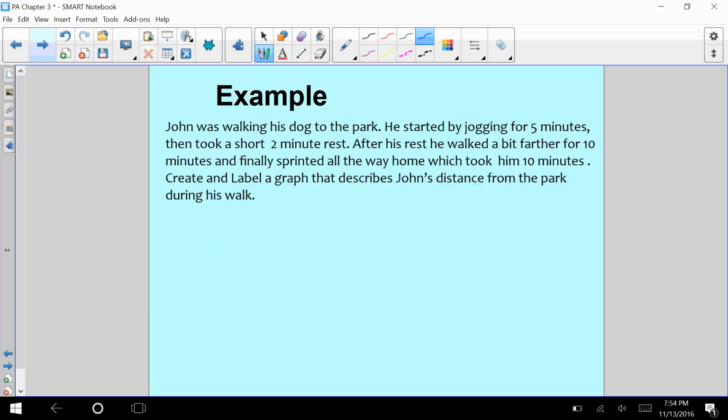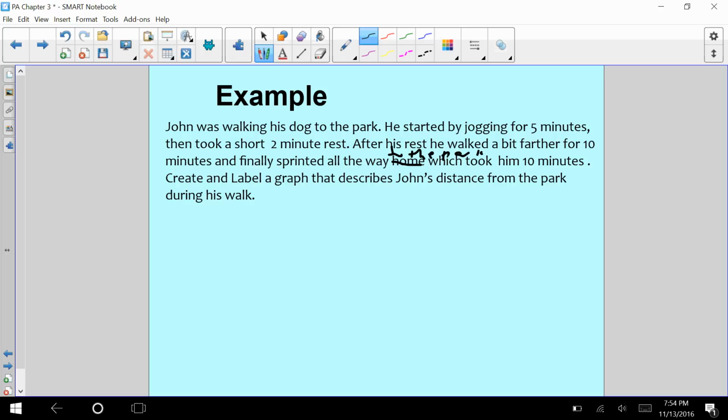So you're going to try this one. John was walking his dog to the park. He started by jogging for 5 minutes, then took a short 2-minute rest. After his rest, he walked a bit further for 10 minutes, and finally sprinted all the way home, which took him 10 minutes. Create and label a graph that describes John's distance from the park during his walk. I apologize, there's one typo. This should say all the way to the park.